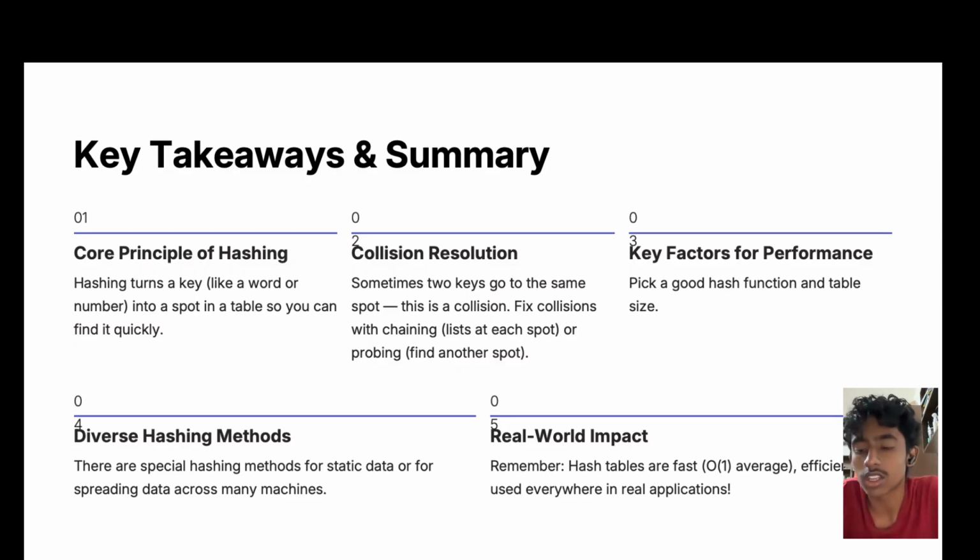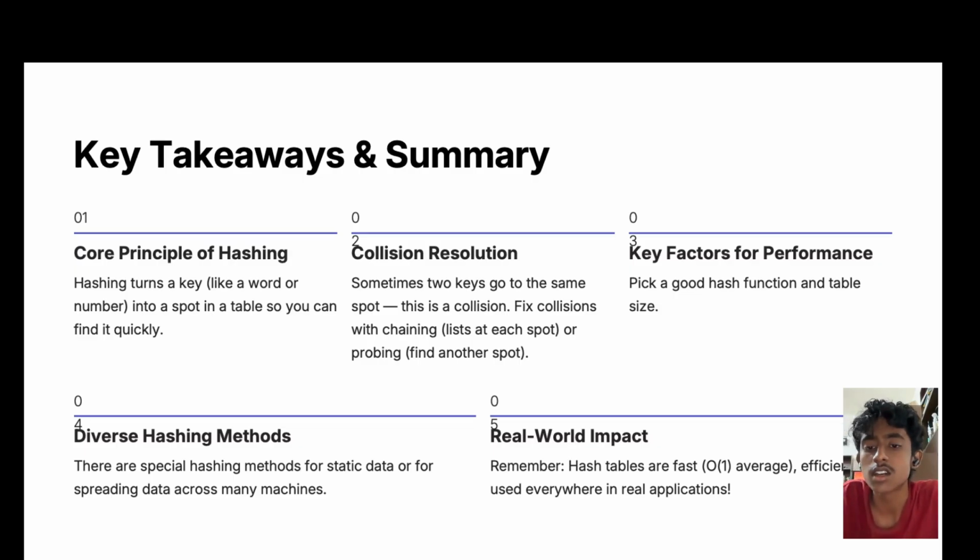Key insights and takeaways. A key insight is that if all keys land in the same bucket, the table is slow. This shows exactly why choosing a good table size and hash function matters. They help spread keys evenly across buckets.